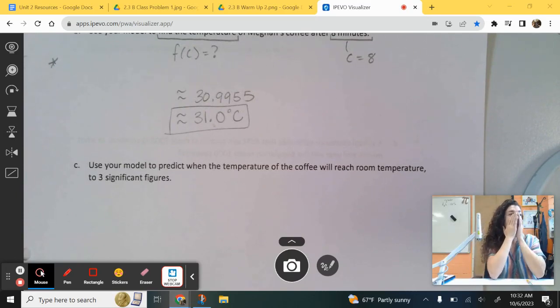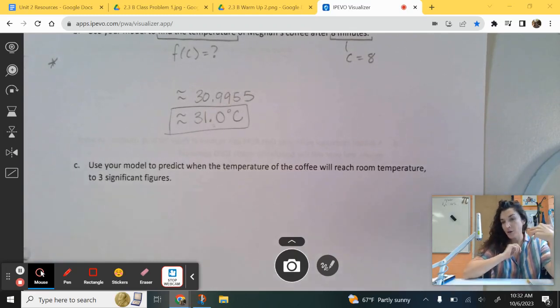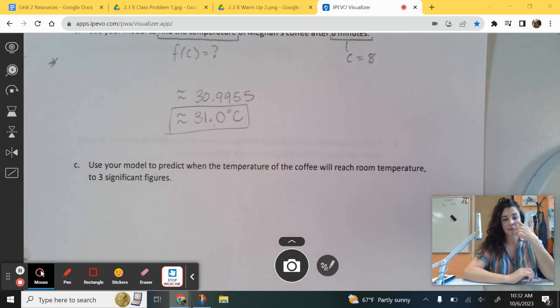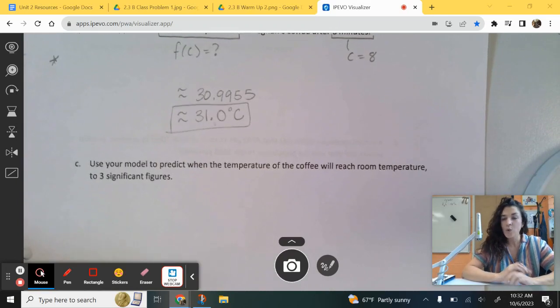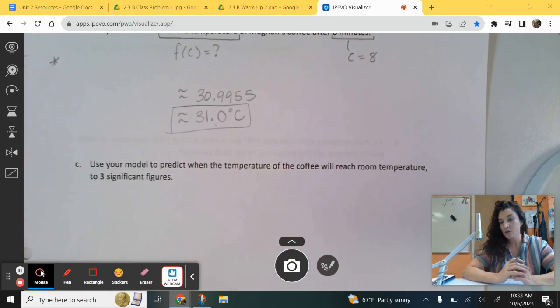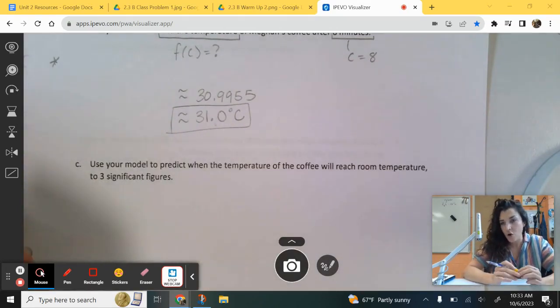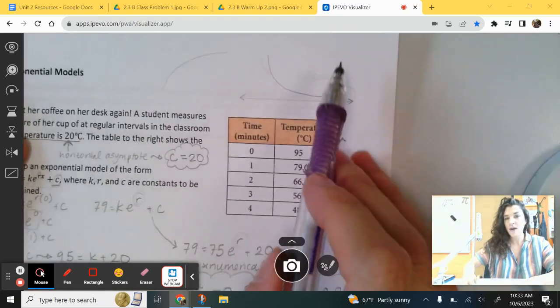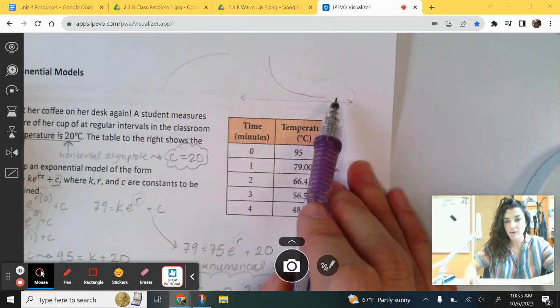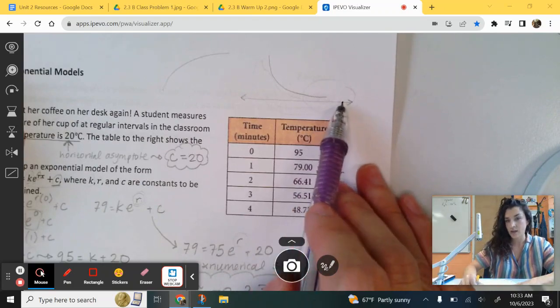significant figures. So this is a tricky problem. This is a problem where you really have to think outside the box in terms of what this is. Because if you think about it, according to the model, will we ever reach a horizontal asymptote? And the answer is no, right? We're infinitely approaching it, but we'll never actually touch the 20 there.